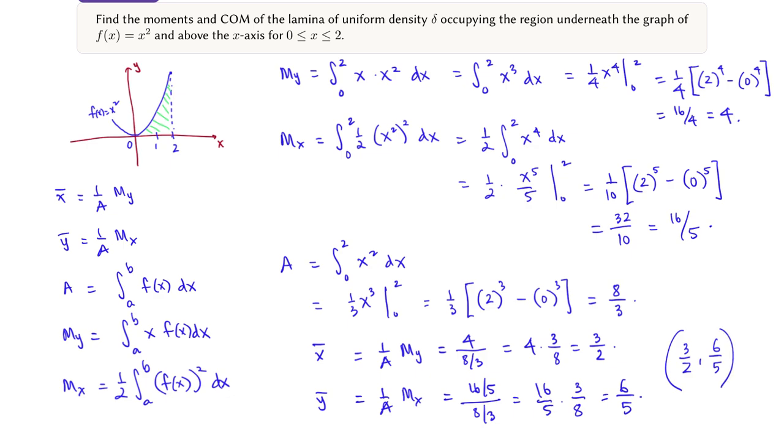We now go back to the graph and locate the center of mass. X bar is 1.5 and Y bar is 1.2. And so there it is, the center of mass, (3 over 2, 6 over 5).